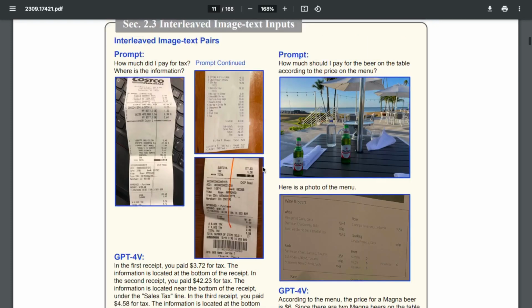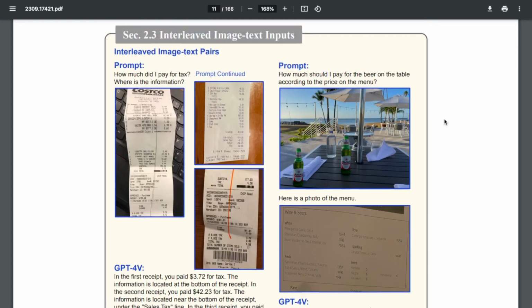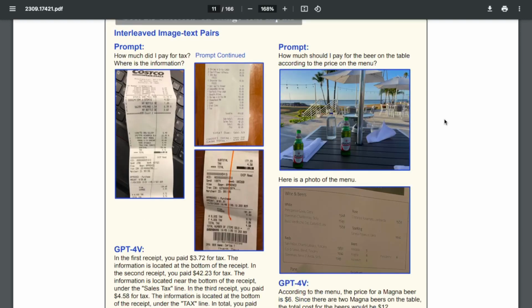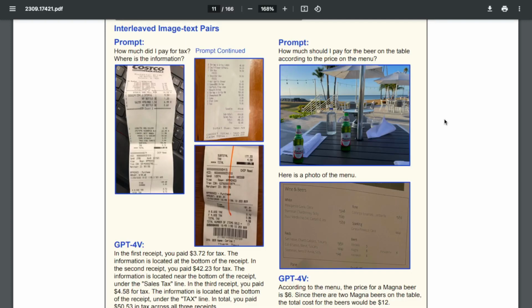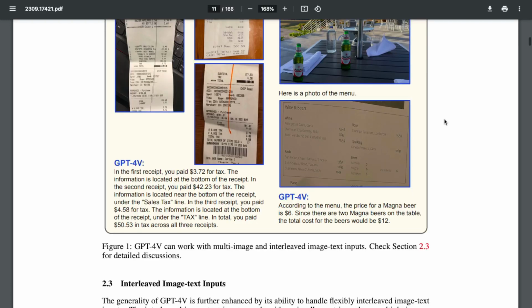the math on it. In another example, you can ask, how much should I pay for the beer on the table according to the price on the menu? So again, here you have two separate images. You have the type of beer, the menu. And so as a human, what you would do is look at the menu, do the mental math in your head, and then you make your order. GPT-4V is able to make this as well. So pretty impressive work here.